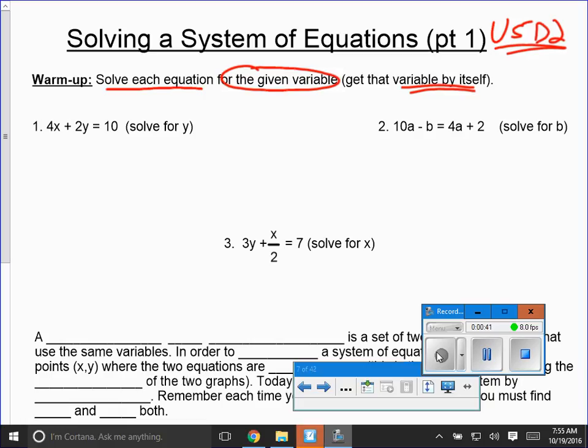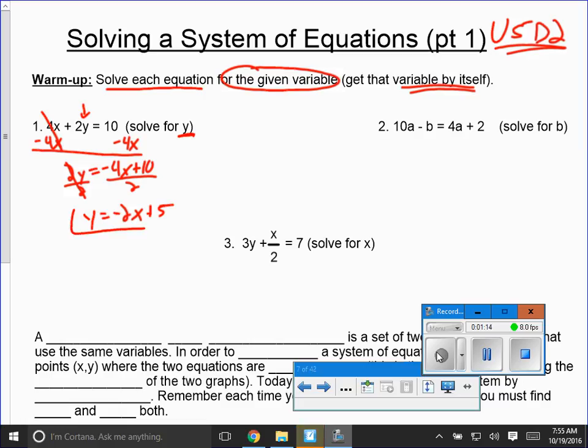Once you've had a chance to try them on your own, we'll go through this together. So this is something we did back in Unit 3, solving equations for variables. All that means is we manipulate everything in the equation to get everything else besides that variable on the other side. So on this one, where we're solving for y, we're going to subtract 4x. We'll cancel it on the left side and bring it over to the right-hand side. And I'll go ahead and divide by 2. Said it's solved out for y. Right, so y is completely isolated on the left-hand side by itself. So now it's solved for y.